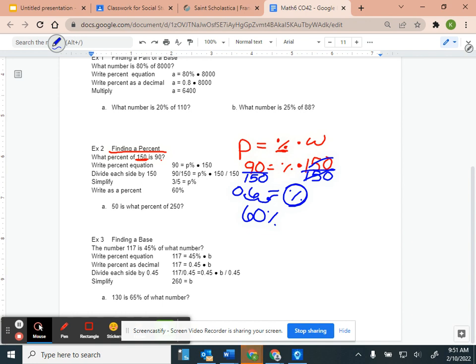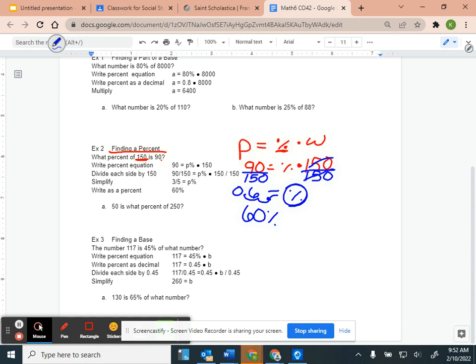So now let's try it with our practice. 50 is what percent of 250? How do I set up my equation? Just in W, what would my equation look like? So if we do 50 times 250, remember our equation: percent times the whole. Is 50 our percent? No, it says 50 is what percent? So I don't want to multiply those two together.